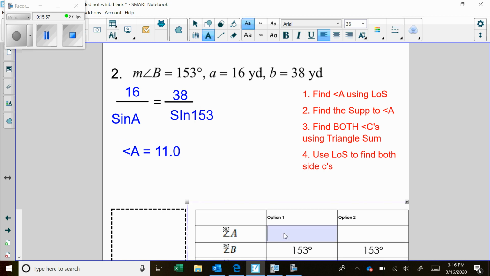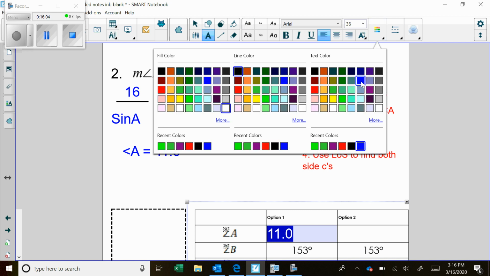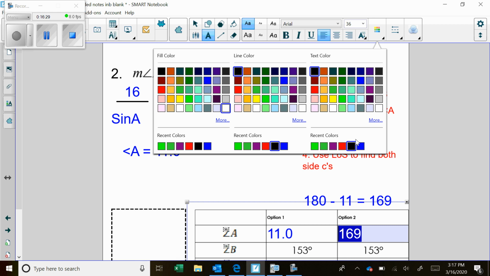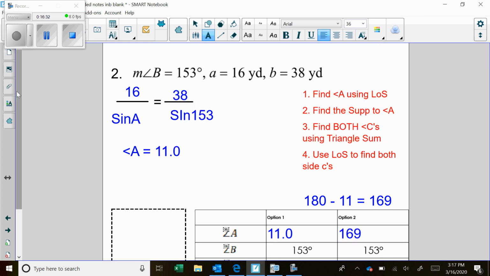All right, so come down here, we have 11.0 degrees. So this problem is going to be different, remember, otherwise I wouldn't be showing it to you. So over here, we do its supplement. So 180 minus 11 is going to give us 169 degrees. So that's a pretty big angle. 169 degrees. Now, hoping you can start to see what our problem is.